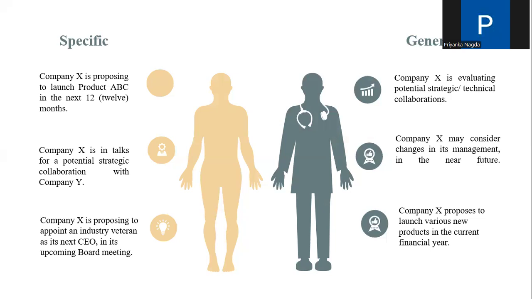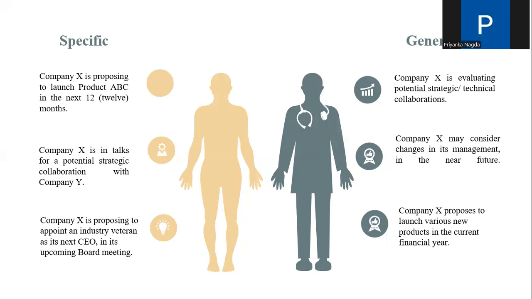So, giving some illustrations, for example, there is one rumor which says company X is proposing to launch a product ABC in the next 12 months. Versus there is another news item which says company X is evaluating potential strategic technical collaborations. Now, what is the difference between these two? First, company X is proposing to launch product ABC in the next 12 months.